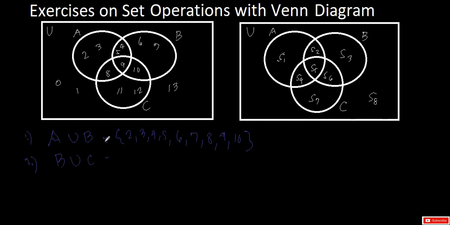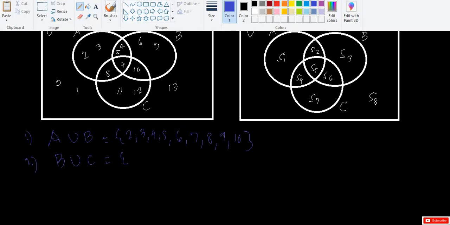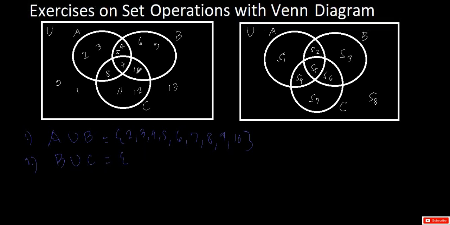B union C? What are the elements of B union C? Okay, the elements of B union C are the elements in the regions S sub 2, S sub 3, S sub 4, S sub 5, S sub 6, and S sub 7. So therefore, we have 4, 5, 9, 10, 6, 7, 8, 11, and 12. What about number 3?